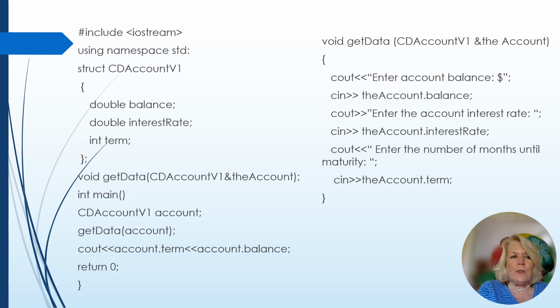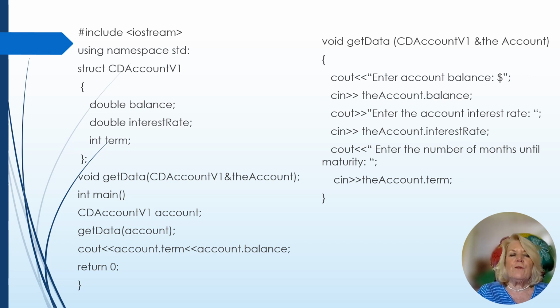So the first thing you want to do is pound include iostream, then using namespace std, and then you have the definition of the struct. The struct's name is CDAccountV1, and it has three data members: a double, which is balance, a double, which is interest rate, and an integer, which is term. And remember the semicolon after the last curly brace.